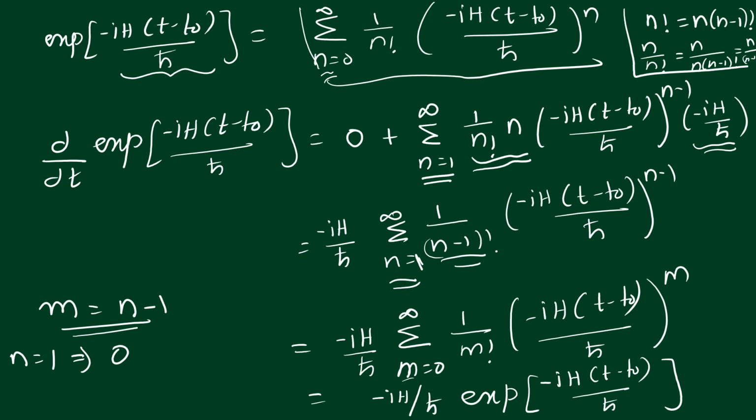Okay, and you see that the partial time derivative of this thing gives you minus iH divided by ħ times the exponential, the same thing. Okay, and the rest of the proof is exactly the same as before. So in a nutshell, exponential of minus iH(t − t0) divided by ħ is indeed a solution for the Schrödinger equation obeyed by the time development operator, provided the Hamiltonian is independent of time.